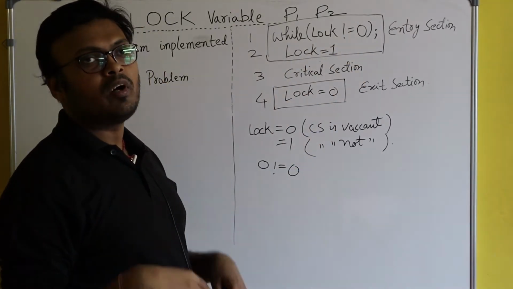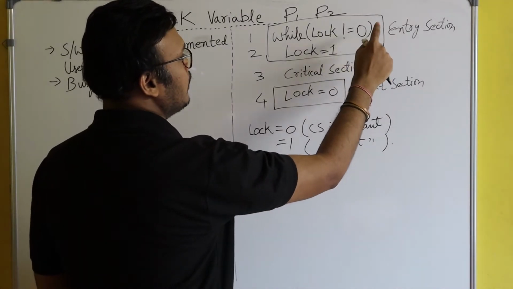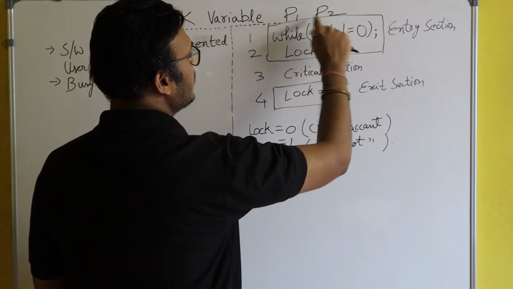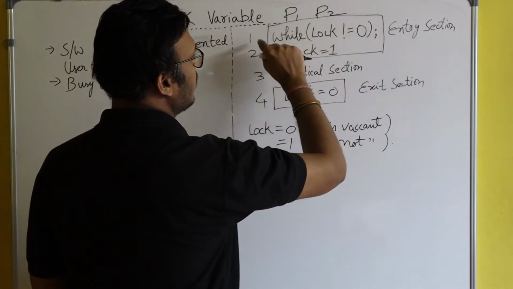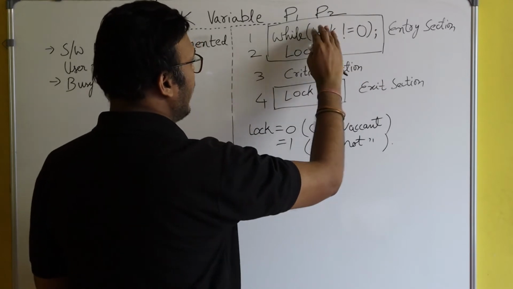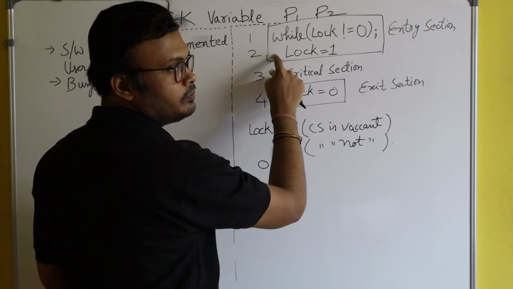So what will happen? The while loop will break. Here you see a semicolon is there. Semicolon means it is a single statement while loop. So this loop will break, and process P1 will come to the next line.